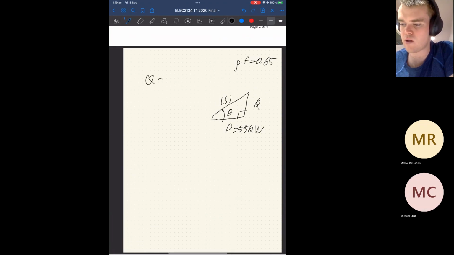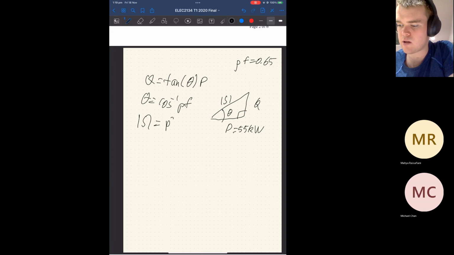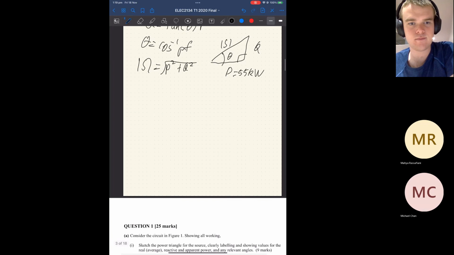Q is equal to P tan theta. Theta is equal to cos inverse of the power factor, and then the absolute value of S is equal to the square root of P squared plus Q squared. Happy with that?